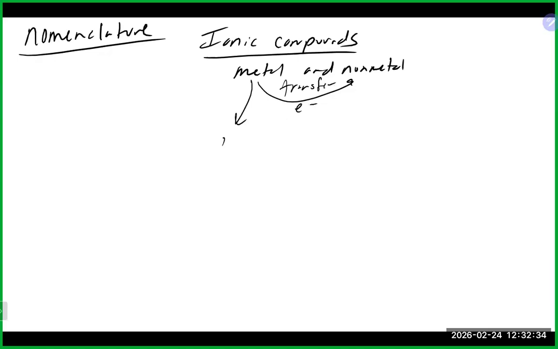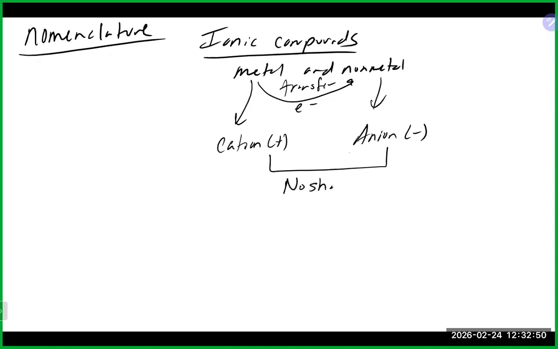That's what creates a cation, which is positively charged from the metal, and the anion, which is negatively charged from the non-metal. What holds that together is the electrostatic attraction between the positive and negative charge. There is no sharing of electrons in an ionic compound.